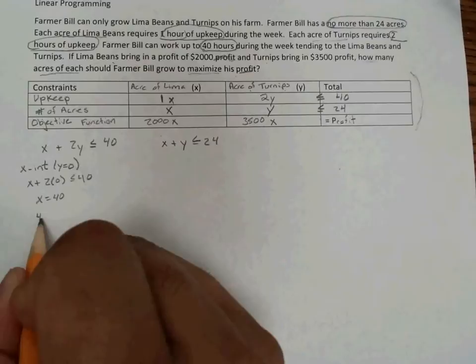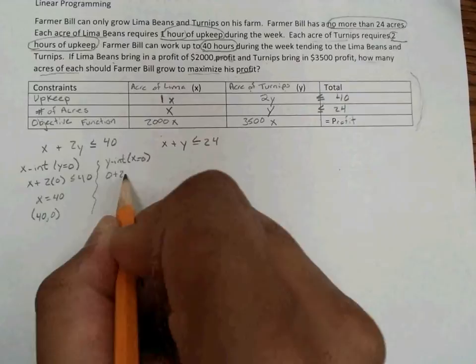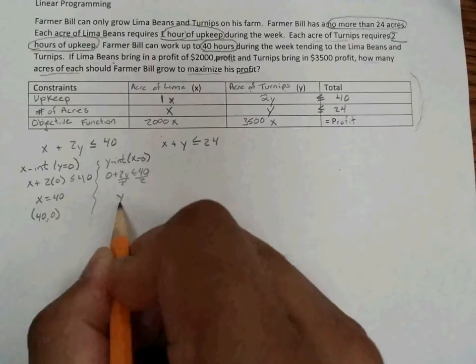And I'm going to find the y-intercept right here. And remember, for the y-intercept x is equal to 0. So this time we have 0 plus 2y is less than or equal to 40. Divide both sides by 2, and we get y is going to be equal to 20. So we have a y-intercept of 0, 20.